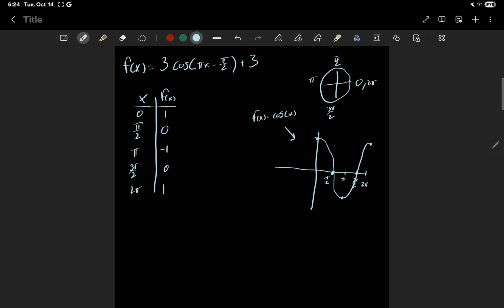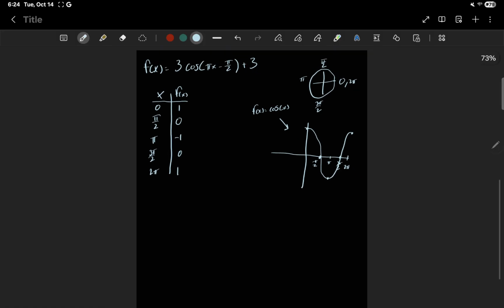Now we're going to try to graph the transformed version. So let's choose a different color. And so our table is going to kind of be the same. But remember, if the numbers are on the outside of the parentheses, they affect y. So the 3 and the cosine is the function, so it's going to be 3y plus 3. And then for whatever's on the inside, well, we have the pi x minus pi over 2. That's going to affect our x.